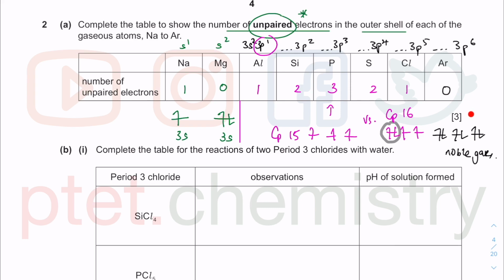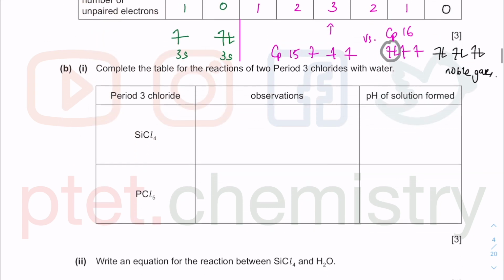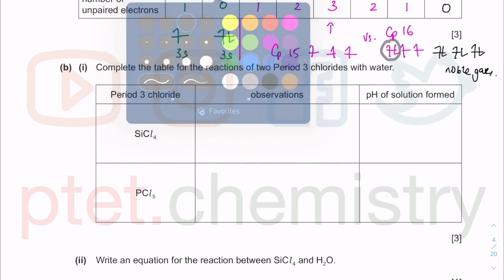This is quite easy, 3 marks. You need to be careful to score the best you can if you want to do well for paper 4. Always read the questions, always think back on your AS chemistry. This next bit is also AS level chemistry.